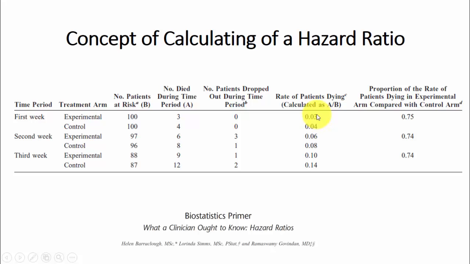And when we divide the experimental by the control, it will give me a hazard ratio of 0.75, which favors, of course, the experimental arm as better than the control arm, since it is less than 1. What we can notice here is that the hazard rate changes by time period, but the hazard ratio is almost constant.